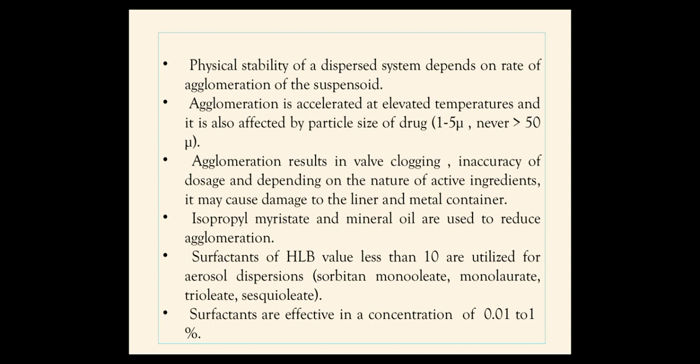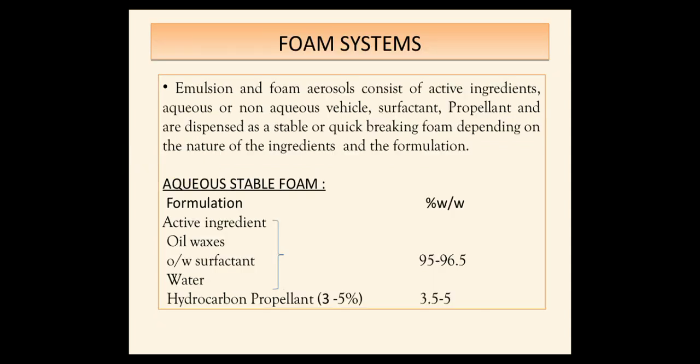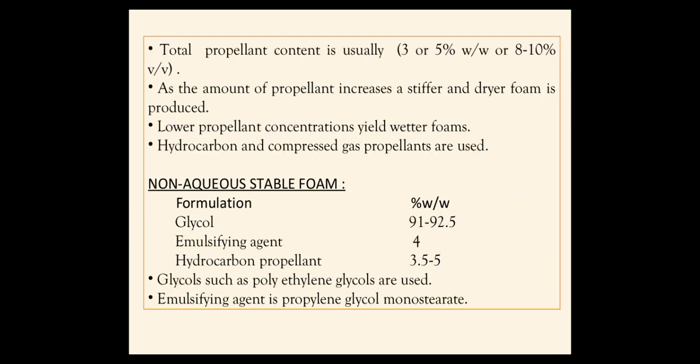Surfactants of HLB value less than 10 are utilized for the aerosol dispersion. Surfactants are effective in the concentration of 0.01 to 1%. Foam system. Emulsion or foam system aerosol consists of active ingredient, aqueous or non-aqueous vehicles, surfactant, and propellant dispersed as a stable or quick-breaking foam depending on the nature of the ingredient and the formulation. Here is the formulation of the foam system, aqueous stable foam.